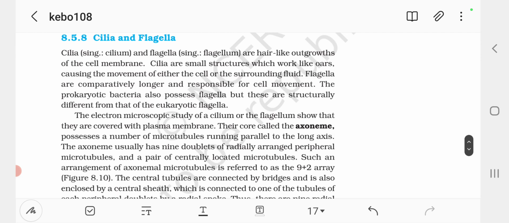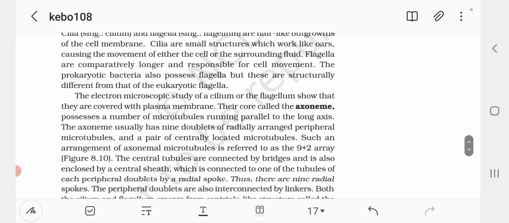8.5.8 Cilia and flagella. Cilia and flagella are hair-like outgrowths of the cell membrane. Cilia are small structures which work like oars, causing the movement of either the cell or the surrounding fluid.